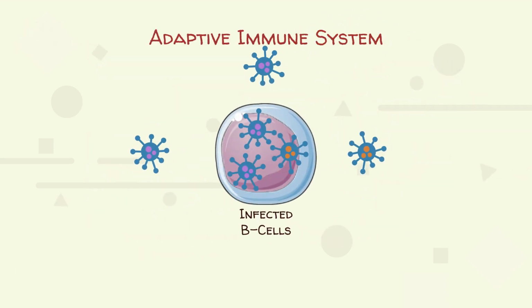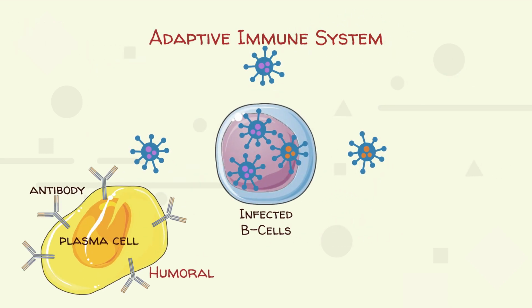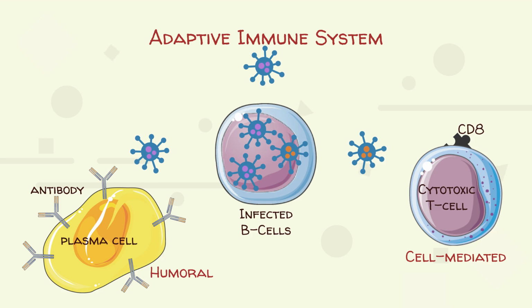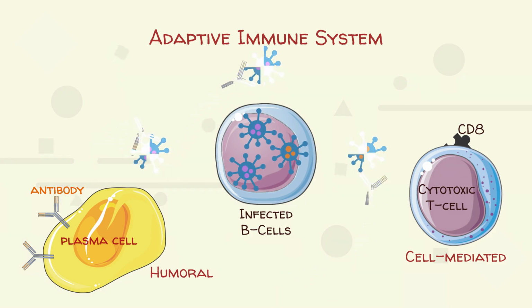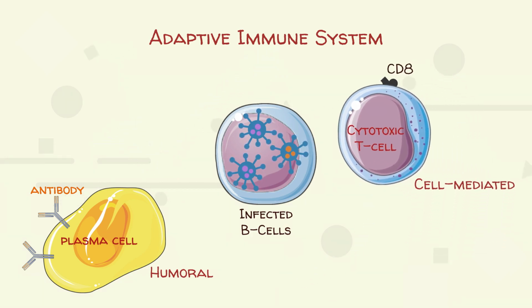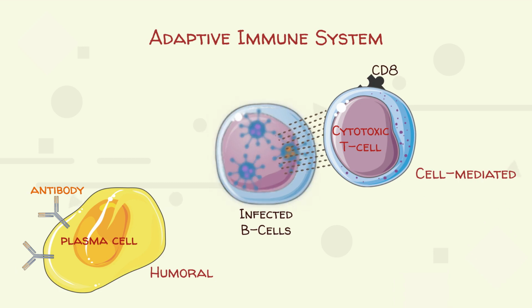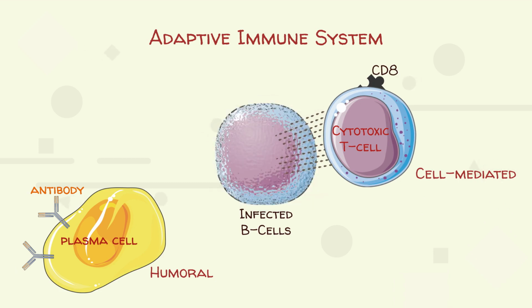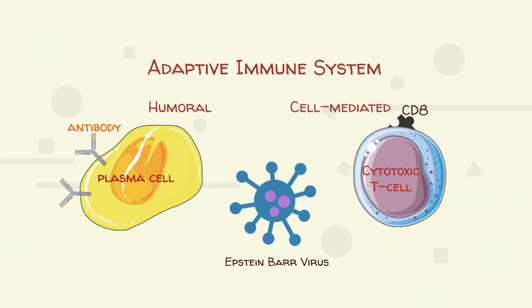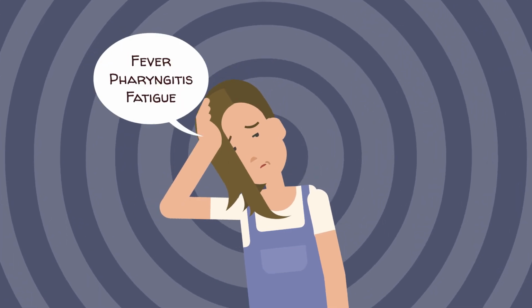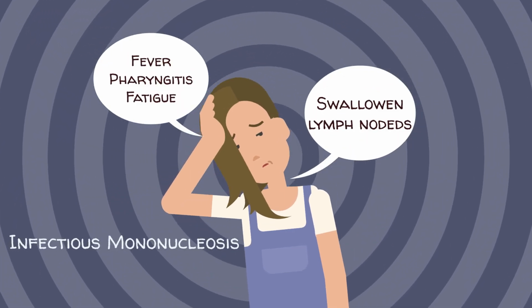The adaptive immune system reacts to this infection by both humoral and cell-mediated responses. Modified B cells, or plasma cells, create antibodies to fight off the virus, while cytotoxic T cells, which are lymphocytes that mature in the thymus, work to kill the infected B cells. In most infected individuals, the immune system controls the virus. But in some cases, it develops into infectious mononucleosis disease.